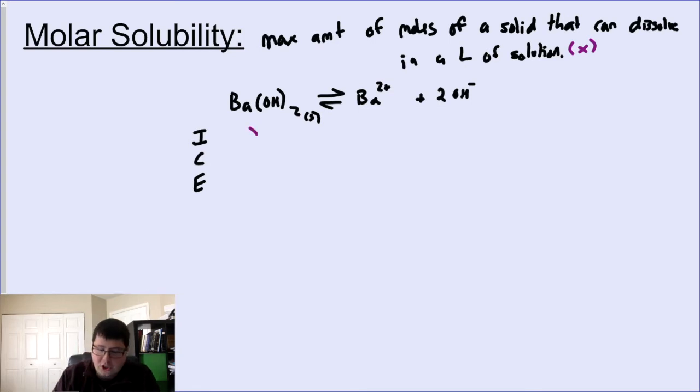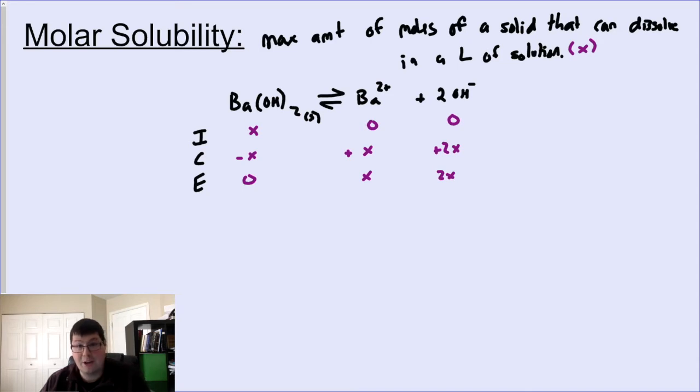So let's imagine we start with that maximum amount of barium hydroxide. That's all going to dissolve to form 0 barium hydroxide in solution. If we imagine that these two ions start at 0, this is going to go up some amount x. Because of the 2 in front of our OH-, that's going to go up an amount 2x. And so I'm left at the end with x and 2x of my barium and my hydroxide.